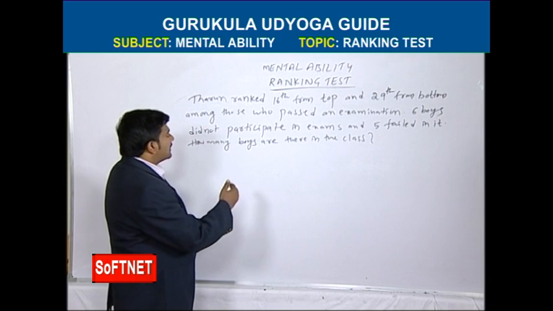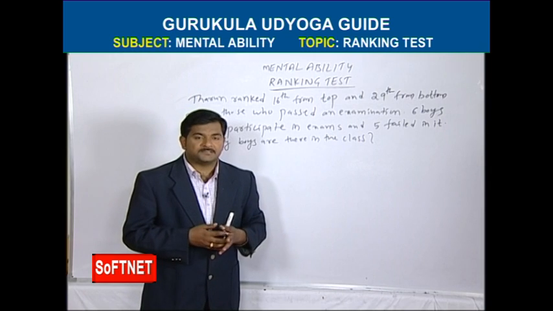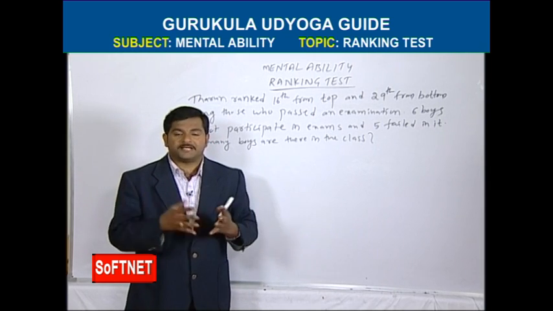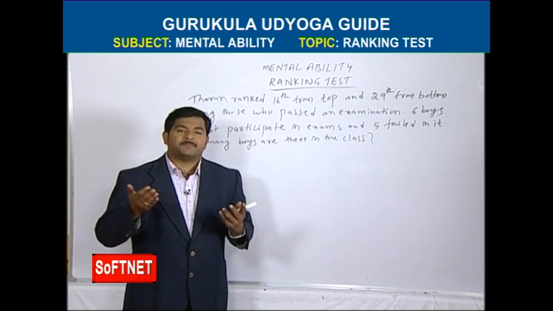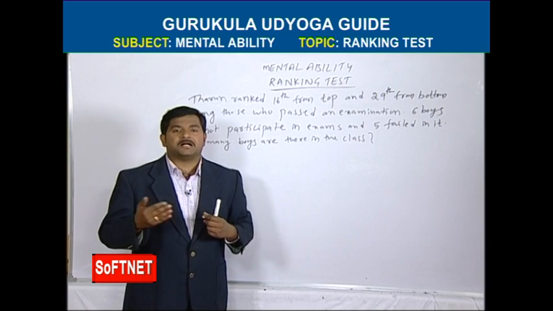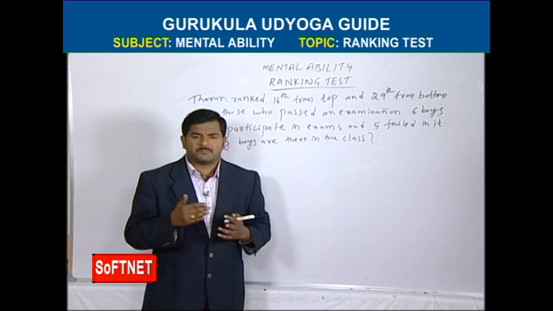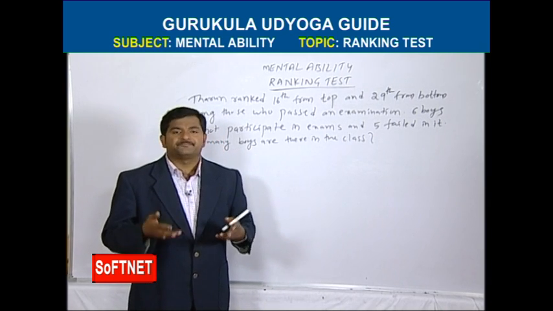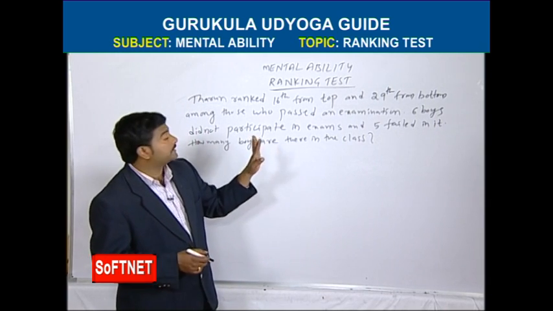The question is: how many boys are there in the class? The meaning is, they may pass the exam, or they may fail the exam, or they may participate in the exam, or they may not participate. Remember, in total how many students are there? Some of them may have passed, some may have failed, some may not have participated in the examination. This question is based on that only.